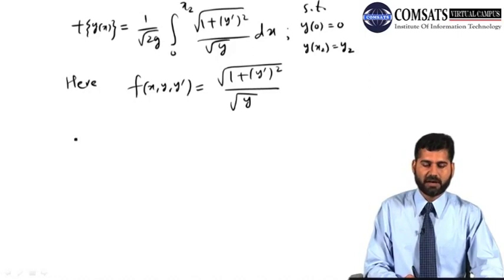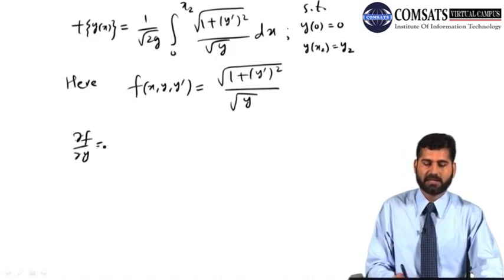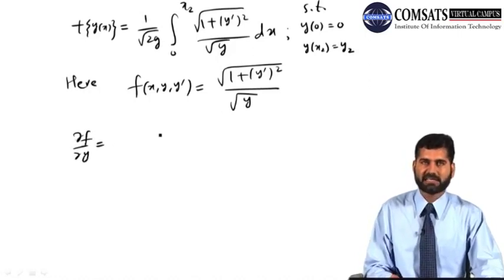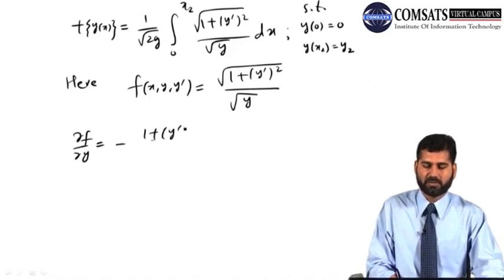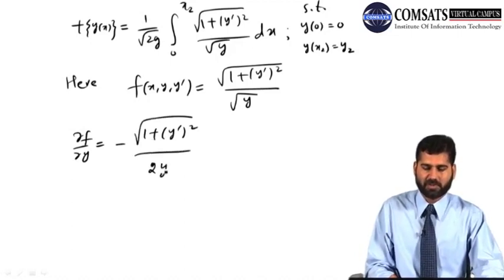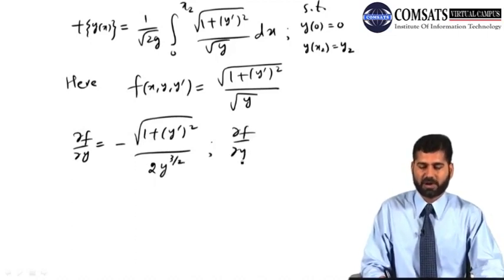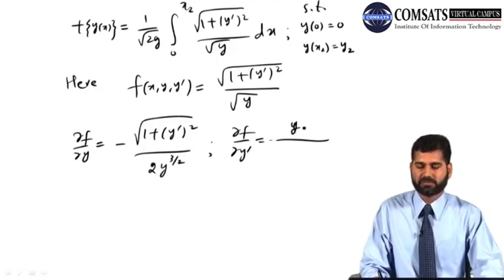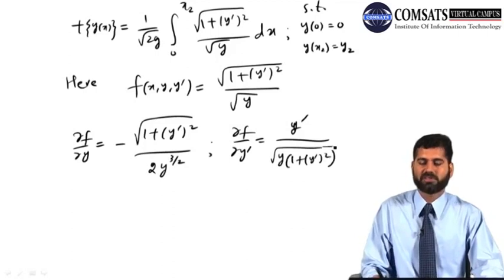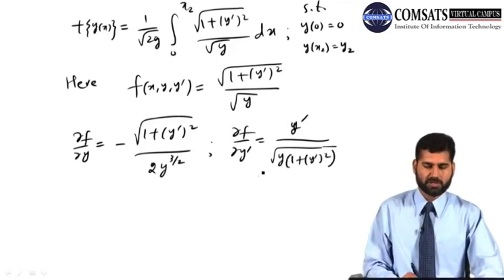So if I find partial f by partial y, this will be square root of y has negative 1 by 2 and y to the power 3 by 2. This will remain as it is, and this will become 2 times y to the power 3 by 2. All right. Similarly, partial f by partial y prime is equal to 1 over y prime by 2, and 2 cancels out, so you got y times 1 plus y prime square root. So this is what you got.